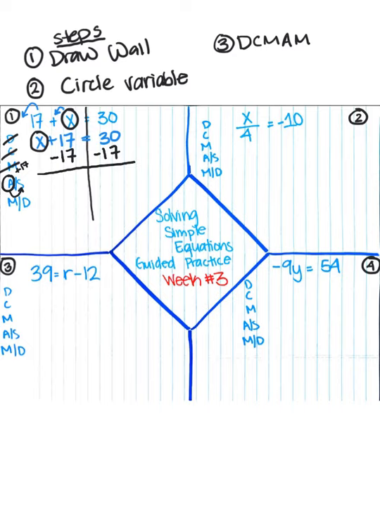17 minus 17, well, that's going to give me a 0. Bring down what you have left on your left side, which is just x. Notice that we're not writing that 0. You can, but that just gets a little too confusing, so don't write it down. Bring down your equal sign, and then over here we just have a very basic 30 minus 17.